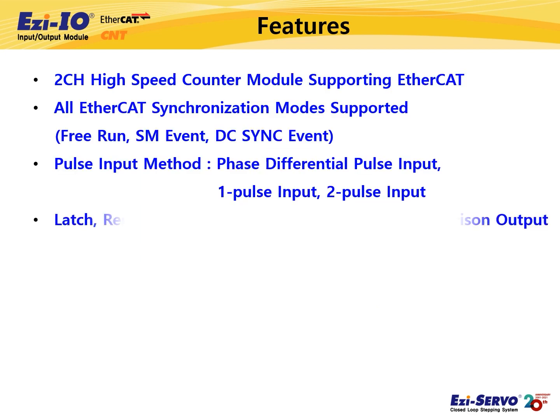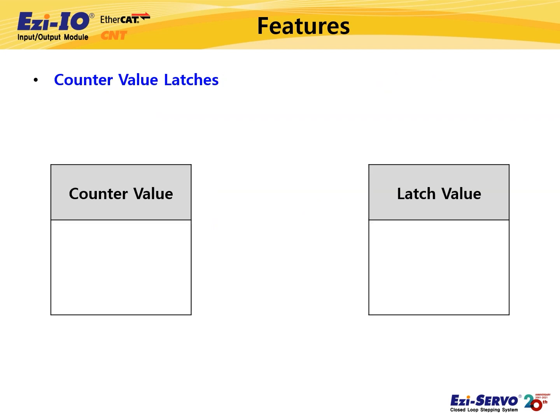Additionally, Ezi-IO EtherCAT CNT provides latch, reset, preset, pulse rate measurement, comparison output function. I will explain each function in detail. First is counter value latch function.